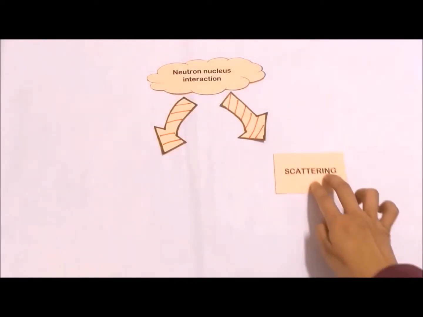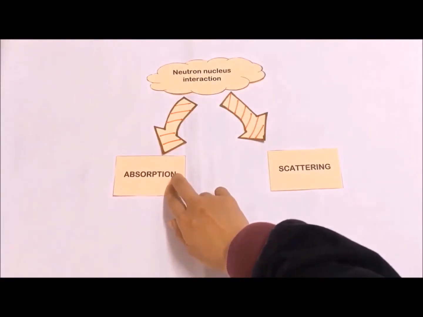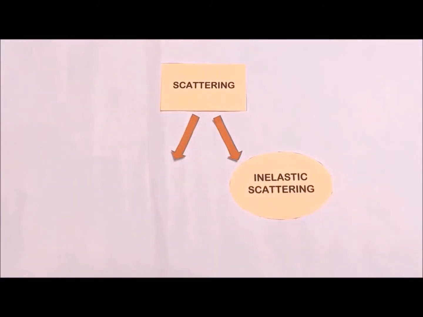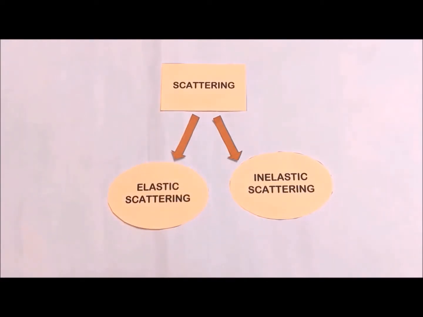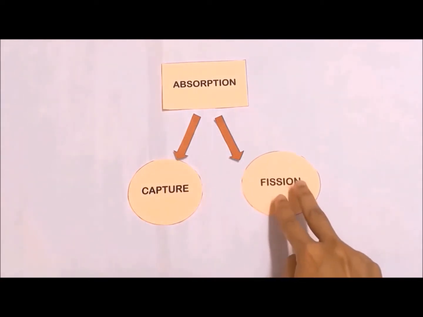Neutron nucleus reaction consists of scattering and absorption. For scattering reaction, it can be divided into two, which are inelastic scattering and elastic scattering. However, absorption reaction can be divided into two, which are capture and fission.